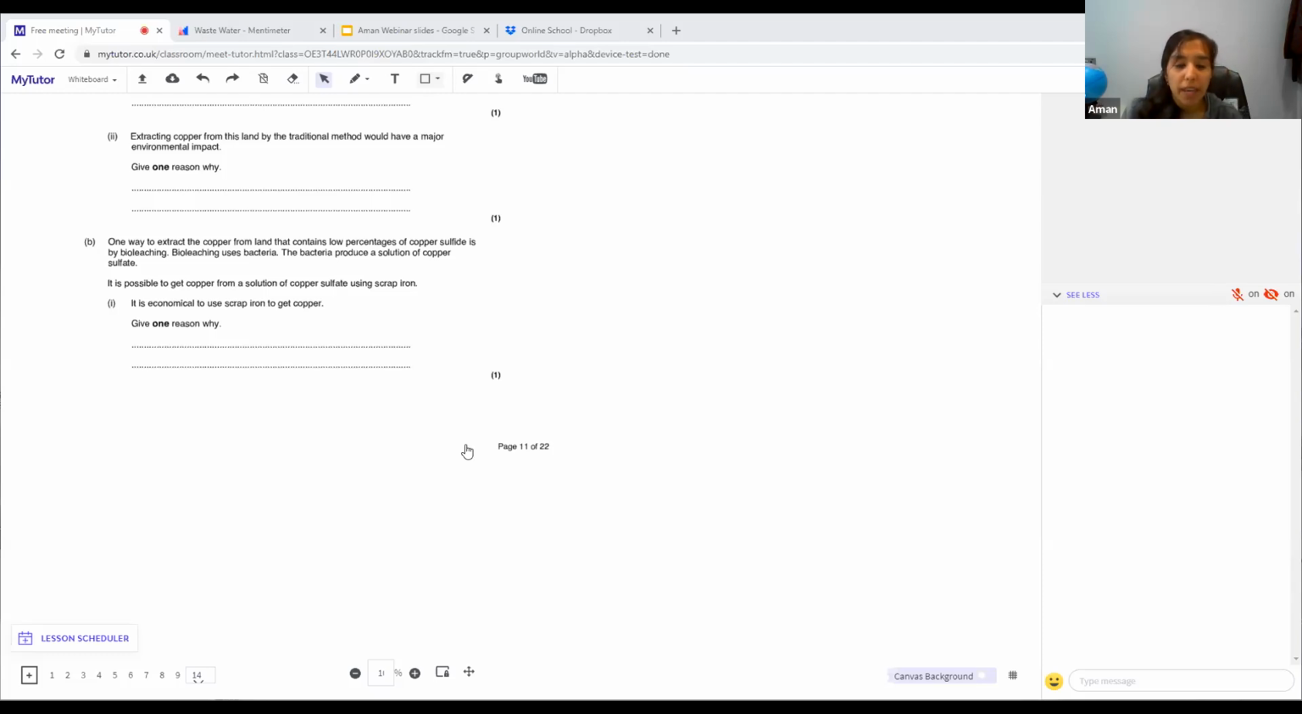Economical means we're thinking about cost. So if they ever ask you something to do with the economy or economical, it's about cost. We don't want to think about energy. We want to think about why it is economical to use iron. Excellent. So yeah, iron itself is cheap. And because iron is cheap, it's economical to use scrap iron in displacement reactions. And remember, scrap iron means that it doesn't tend to get used. So it will tend to be really, really cheap. People don't want to use scrap iron. It tends to be waste iron. So if you think about it that way, that's why iron is really cheap.